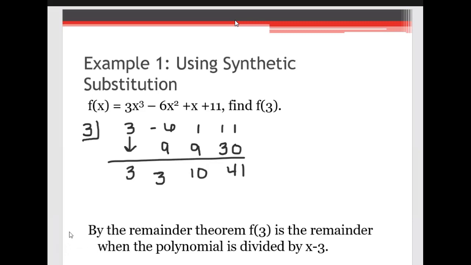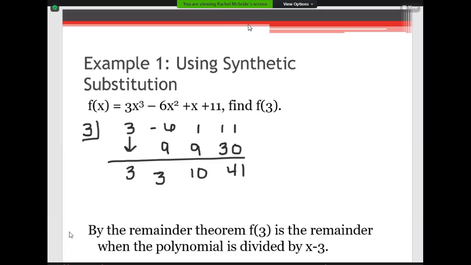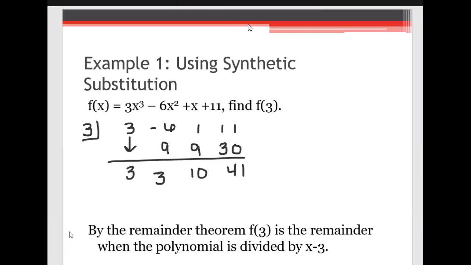So again, this is an easy way to try to find the value of the function without having to plug in. It's nice when your numbers are big. It also makes it easier sometimes. So for example, 3 cubed is 27. 27 times 3 would have gotten you 81. And then you had to subtract from 81 6 times 9, which was then going to give you 27. And then you had to add back to it 3, and then add to it 11.